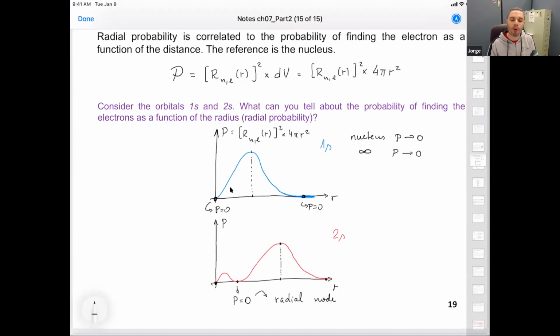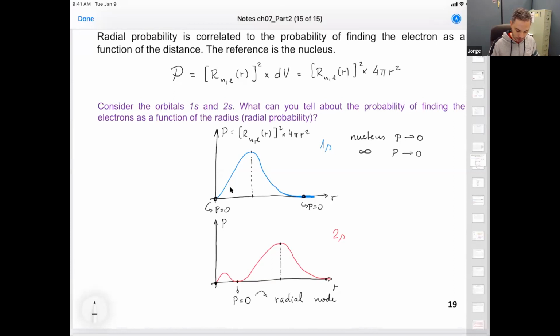And that's a point where it's very unlikely to find an electron. Okay? Radial node. Remember, the definition of a radial node is when the probability is 0 and the point is in between the nucleus and infinity. Okay? That's where a radial node must be.